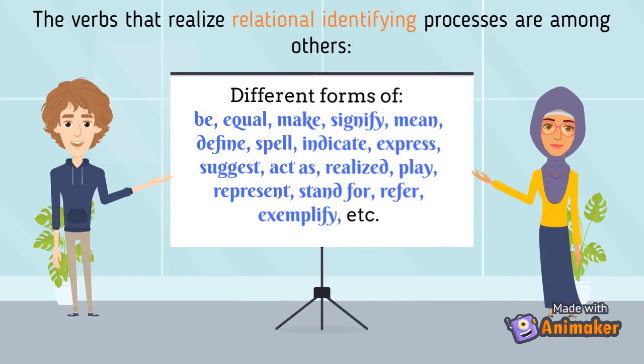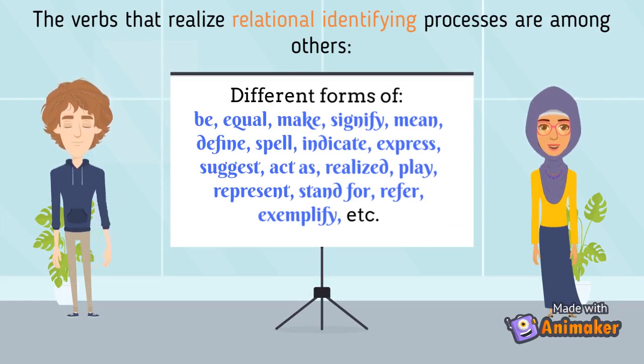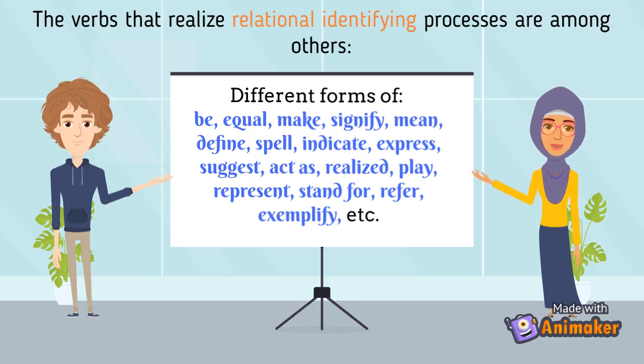The following are the verbs that realize relational identifying processes, among others. Different forms of be, equal, make, signify, mean, define, spell, indicate, express, suggest, act as, realize, play, represent, stand for, refer, exemplify, etc.